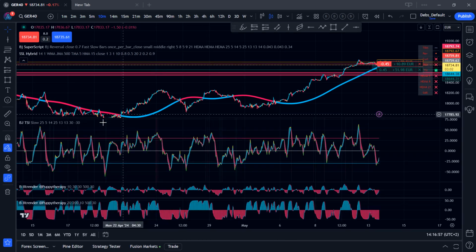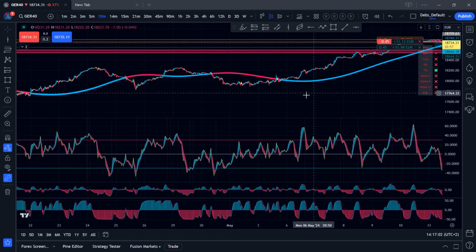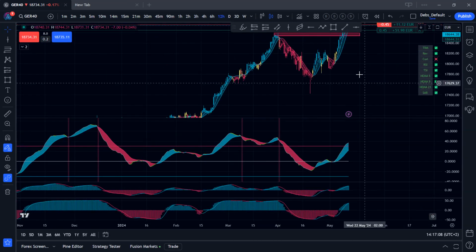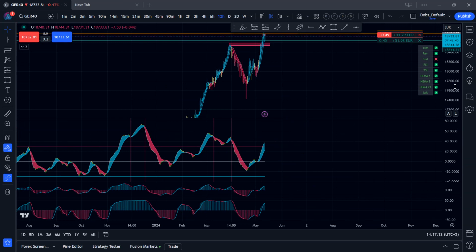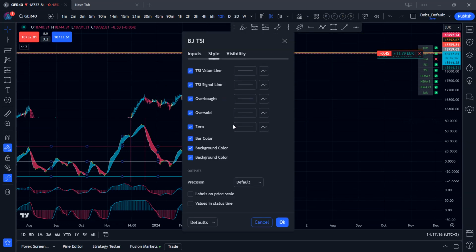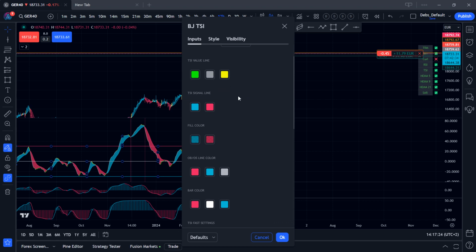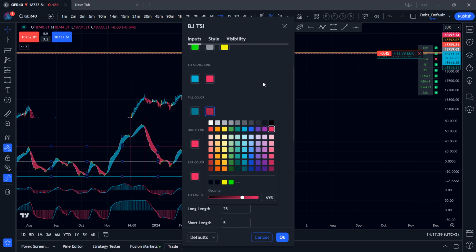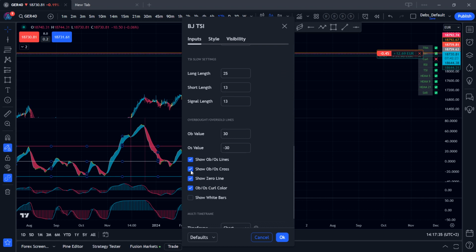Next, we have the BJTSI. Just move this up. BJTSI, and let me go to the higher time frame to get a little less. There we go. For the BJTSI, these are the settings. I've set it on slow speed as well because I don't like to have false signals. So as you can see, yeah, pretty much these are the settings.